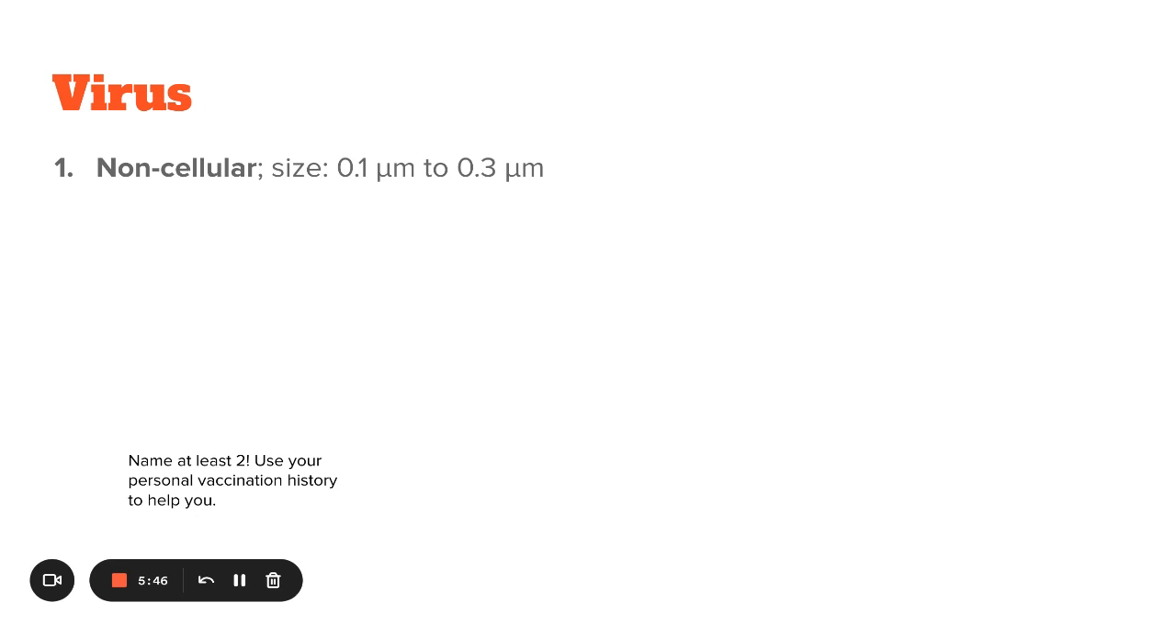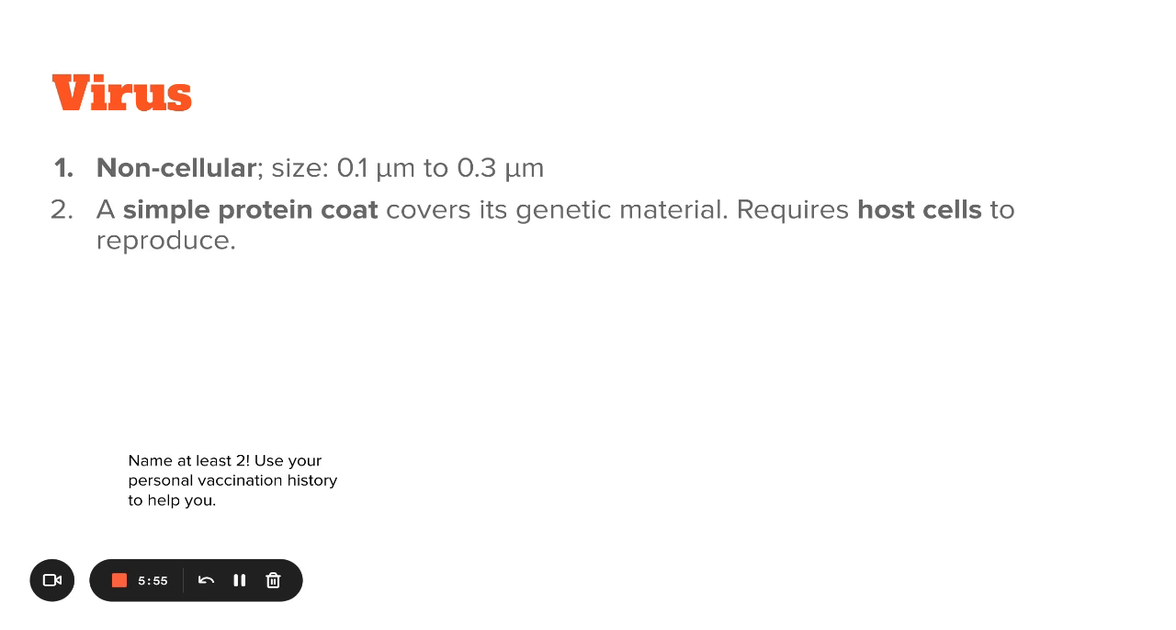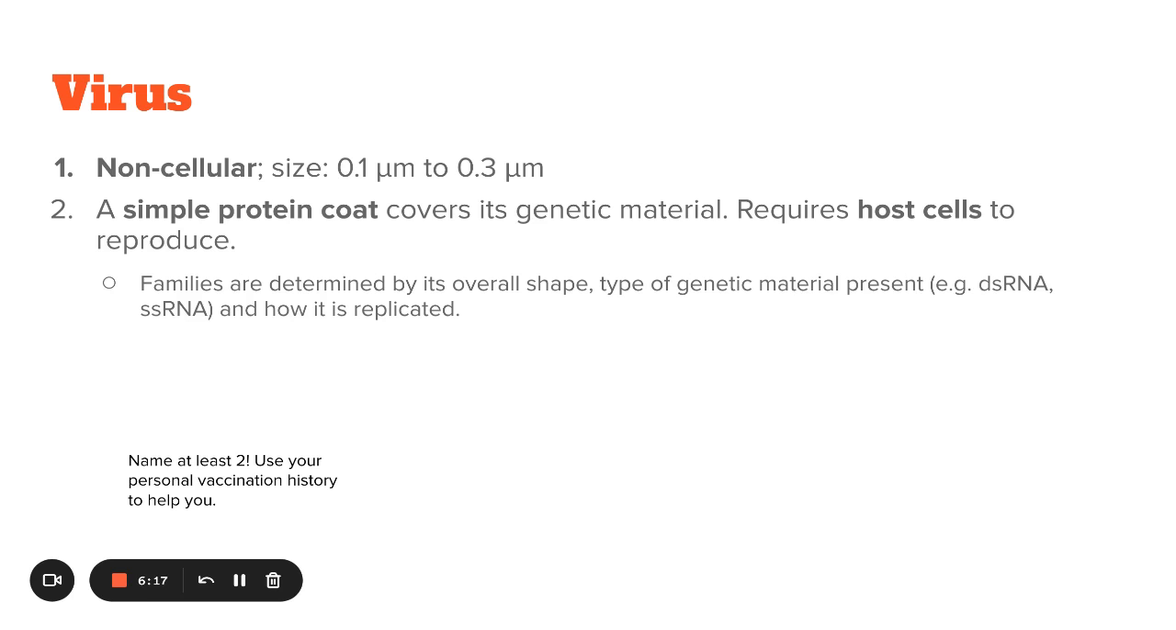All right, so virus. What is a virus? We all know about viruses from the coronavirus. They are non-cellular. They are very small, 0.1 micrometers to 0.3 micrometers. How many micrometers are there in a millimeter? Think about that, guys. And a virus has a simple protein coat that covers its genetic material. Obviously, because it is non-cellular, it requires a living host to reproduce and does not survive outside a living host.